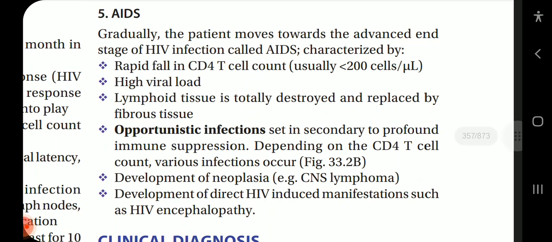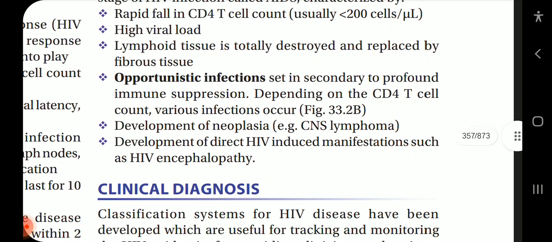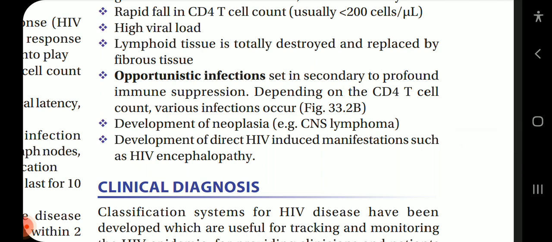AIDS. Gradually, the patient moves towards the advanced end stage of HIV infection called AIDS, characterized by rapid fall in CD4 T cell count, usually less than 200 cells per microliter, high viral load, and lymphoid tissue that is totally destroyed and replaced by fibrous tissue. Opportunistic infections set in secondary to profound immune suppression. Depending on the CD4 T cell count, various infections occur, as we'll see in the figure. Development of neoplasia, CNS lymphoma, and direct HIV induced manifestations such as HIV encephalopathy.